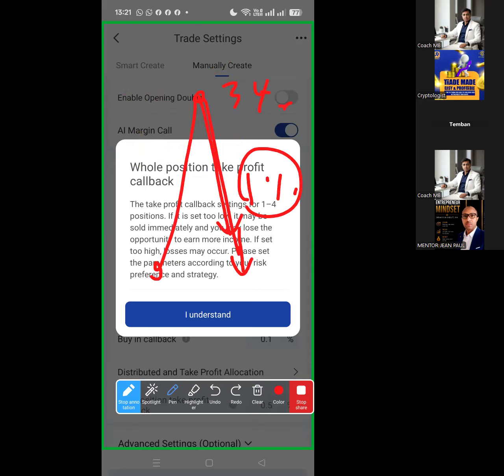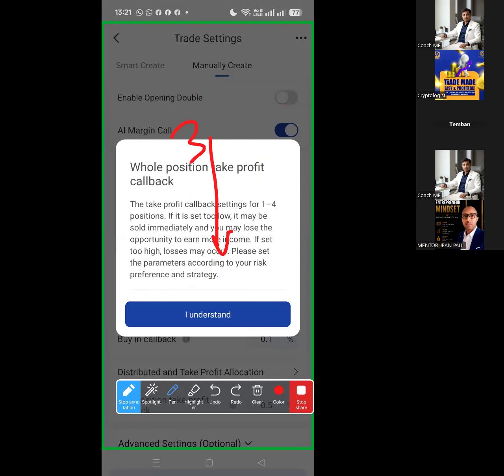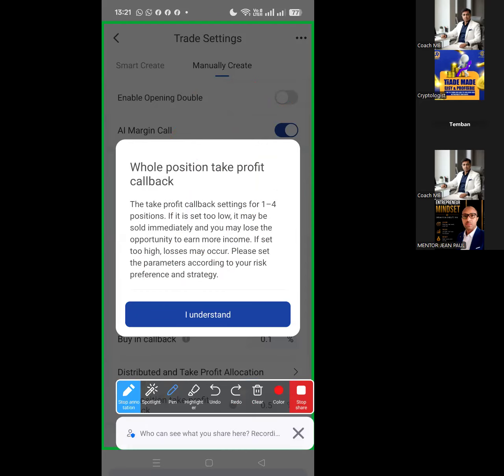And the order may be filled in the exchange only if it reaches around this buying price. So maybe it falls very hard, by a very large percentage, and you miss the opportunity to sell it at a higher price. So what the robot is advising you is: don't put it too low and also don't put it too high.